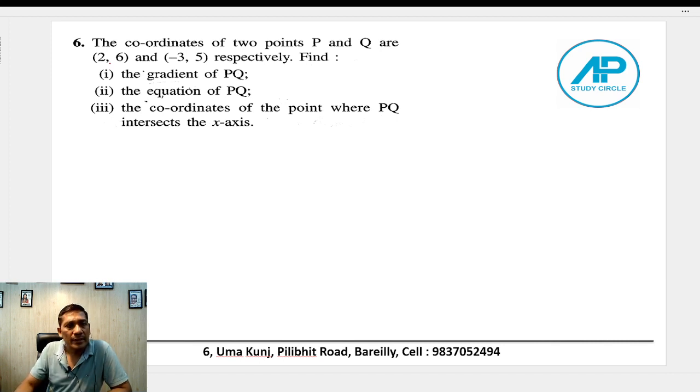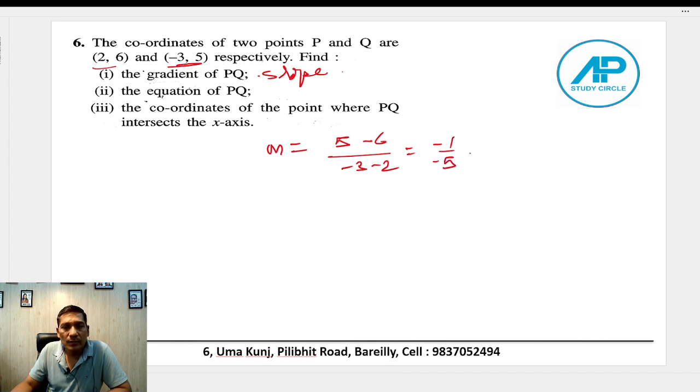You've got 2 points P and Q given to us. आपको gradient निकालना है. Gradient slope का ही second name होता है. So m equals 5 minus 6 upon minus 3 minus 2, minus 1 upon minus 5, that gives you 1 upon 5. M equals 1 upon 5.